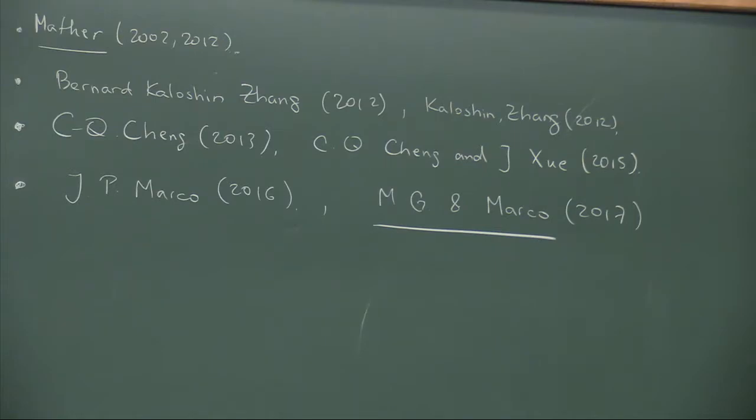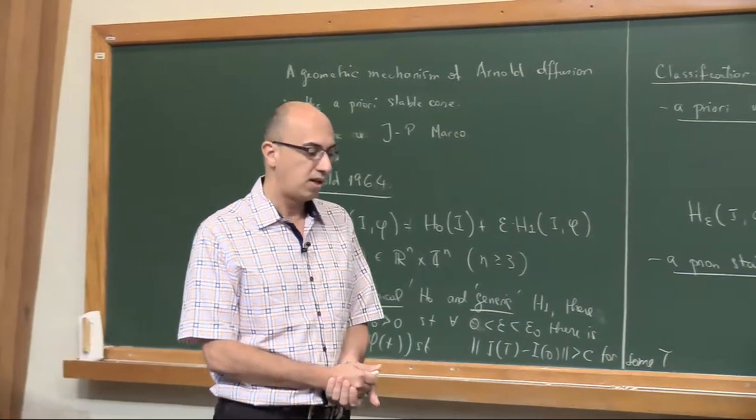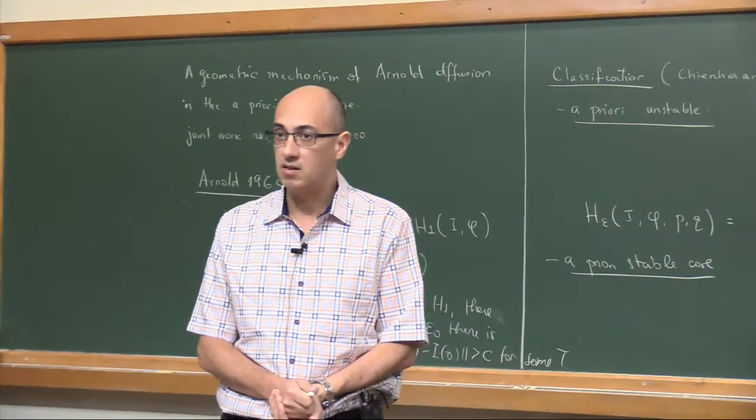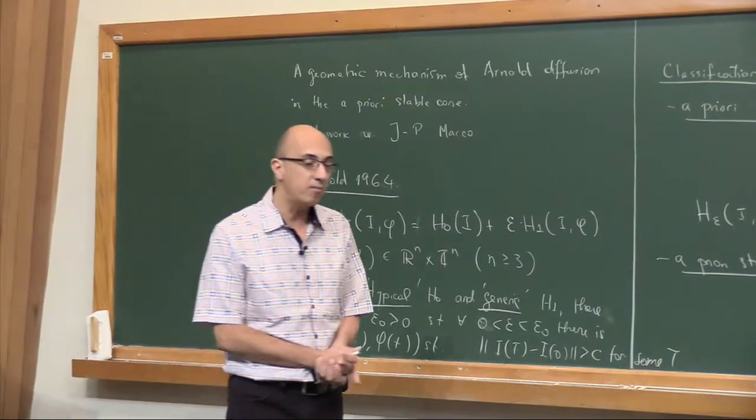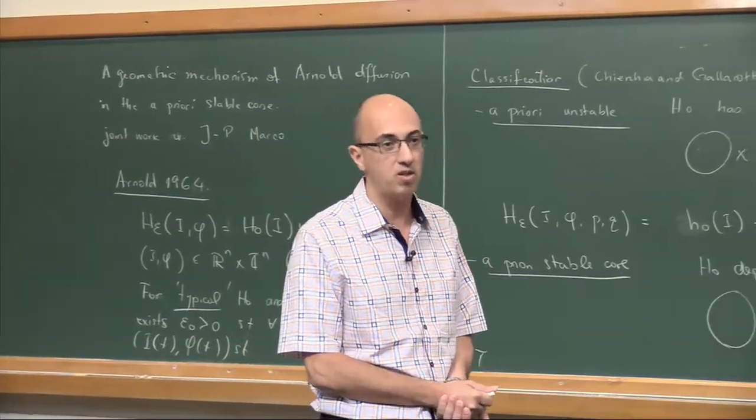So let me just say a few words about the type of questions that people are asking about Arnold diffusion and the type of applications that people have in mind. The very basic question is whether you can find trajectories that displace in the action variable by some quantity that is independent of the size of the perturbation. But then you can ask more specific questions. You can ask how many orbits like that exist. Can you say something about the Lebesgue measure of such orbits? Can you say something about the Hausdorff dimension of such orbits?